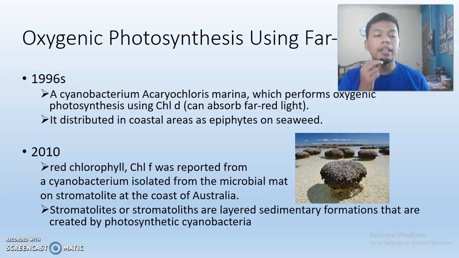Then in 2010, they found another red-shifted chlorophyll, chlorophyll f, from a cyanobacterium from the microbial mat on the stromatolite at the coast of Australia. What is a stromatolite? A stromatolite is a layered sedimentary formation created by photosynthetic cyanobacteria. You can see the example in the presentation slides. It's on the rocks at the coast.